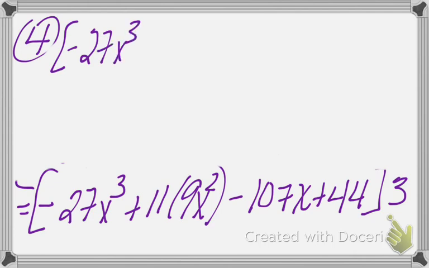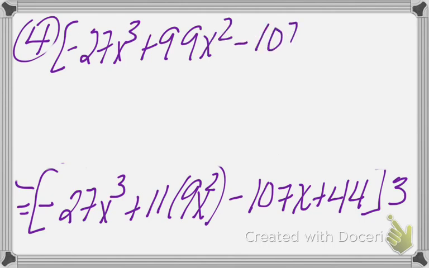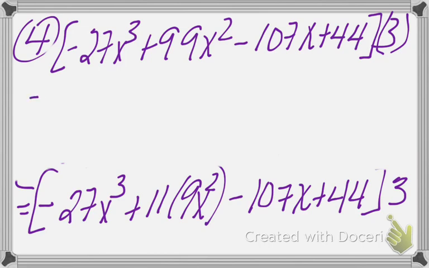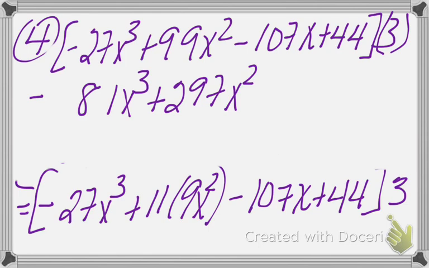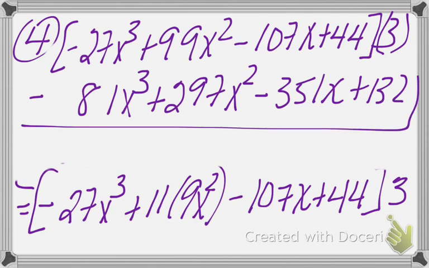Okay, I think we can simplify one more time. So 11 times 9 is 99. Still all multiplied by 3, so we're just going to distribute now. And we're going to get a negative 81x cubed plus 297x squared minus 351x plus 132. And so that's your answer.